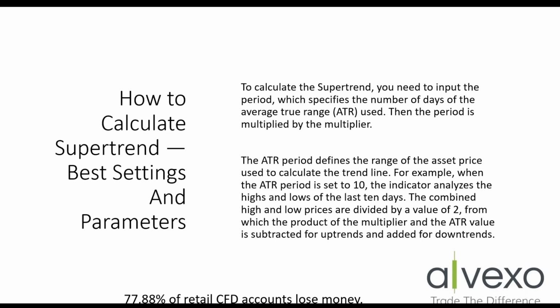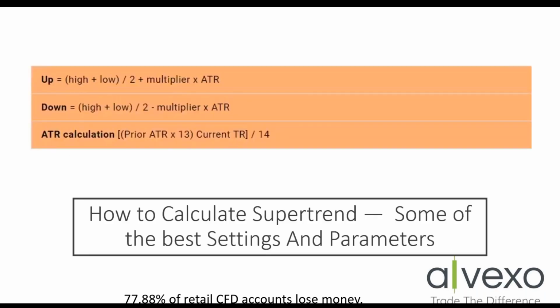When we're looking at a 1 hour chart, we set it at 10, it's going back 10 candles, 10 time frames, not 10 days. The combined high and low prices are divided by the value of 2, from which the product of the multiplier and the ATR value is subtracted for uptrends and added for downtrends. So what do you get? For up price, for when the price has moved up, you have the high plus the low divided by 2 times the multiplier times the ATR. For down periods, you have the high plus the low divided by 2 minus the multiplier times the ATR.